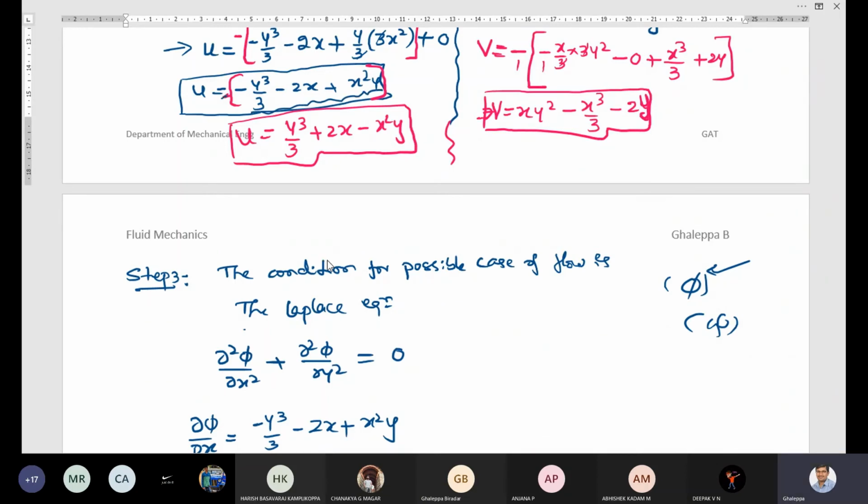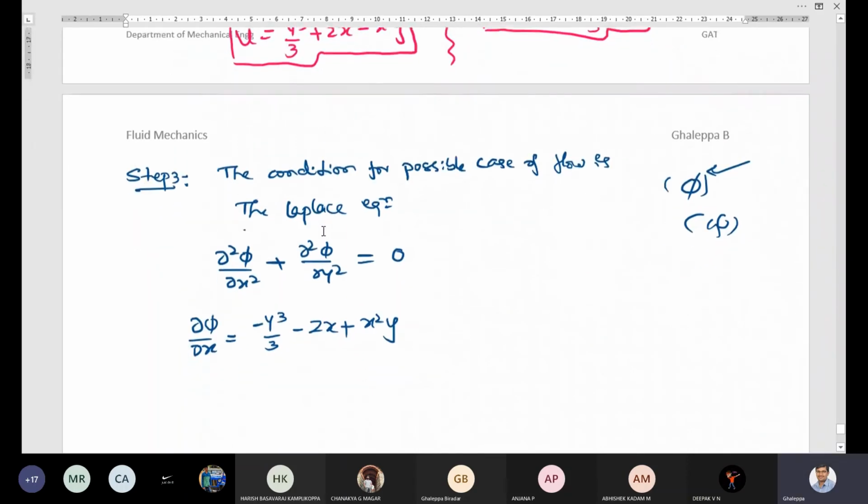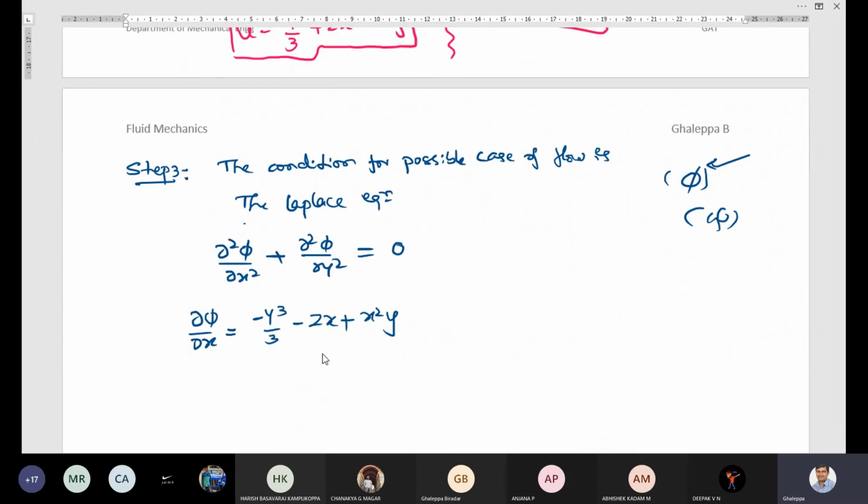Dear student, don't take minus here because ∂φ/∂x is what we need. We don't want minus ∂φ/∂x. Understood? So this is the equation. This is one dimensional, meaning first order derivative. I need second order derivative. So differentiate the above equation with respect to x. So again, ∂²φ/∂x² is equal to.